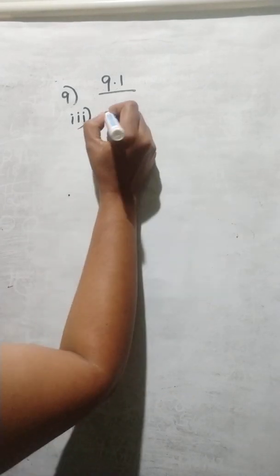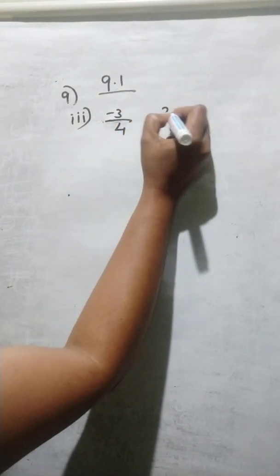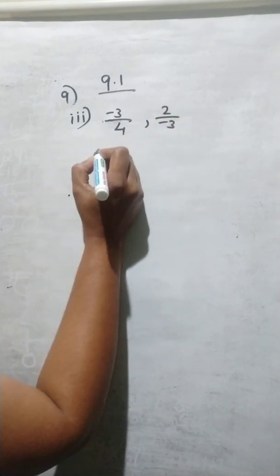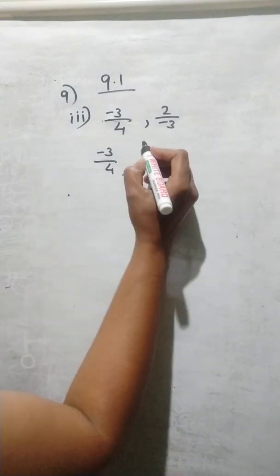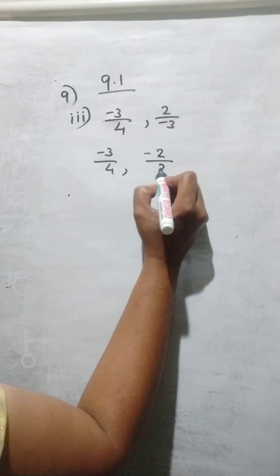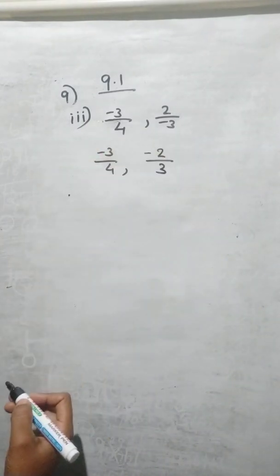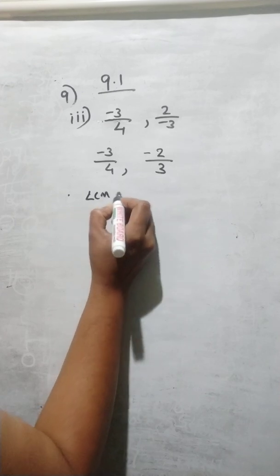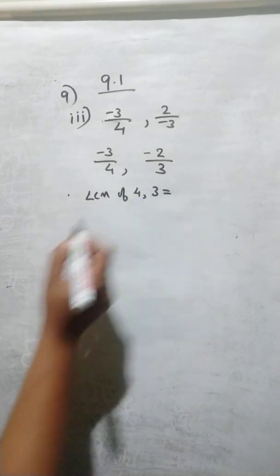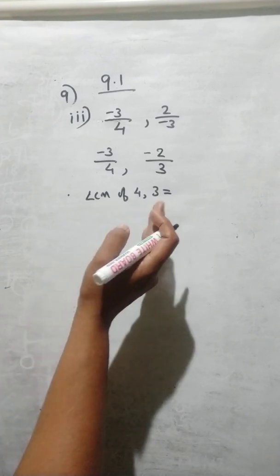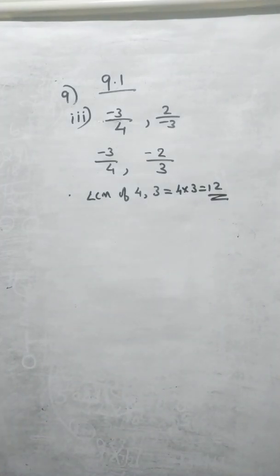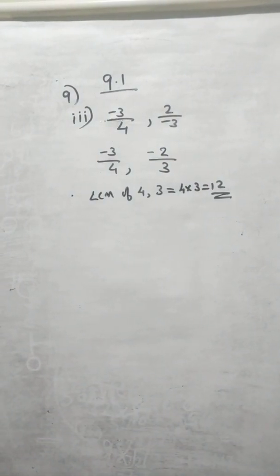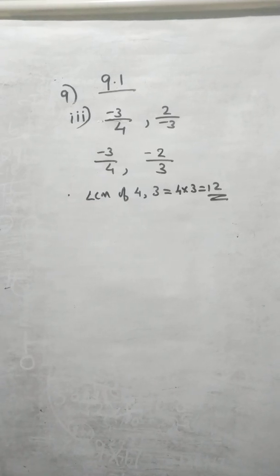Next question, negative 3 on 4 and 2 on negative 3. Here, negative 3 on 4, and anyway this is a negative rational number. So this negative we can keep for our numerator. Both are the same. Then we have to find the LCM of 4 and 3. Here there is no common factor, 1 is the common factor. So we have to multiply 4 and 3. 4 3s are 12. Now we can say 12 is the LCM of these two rational numbers, negative 3 on 4 and 2 on negative 3.